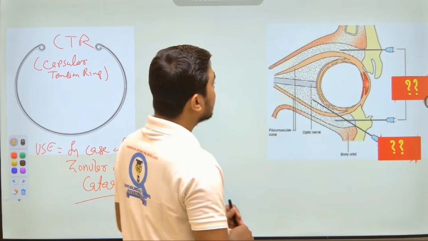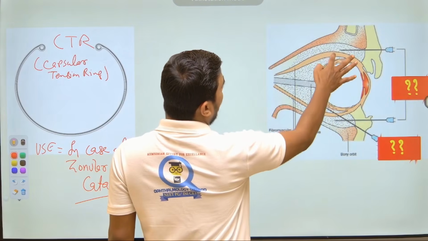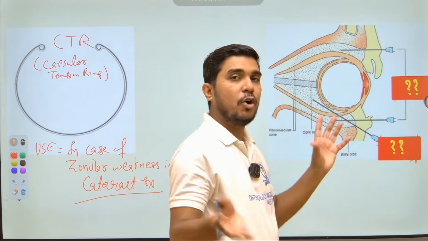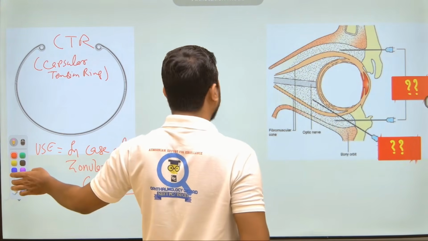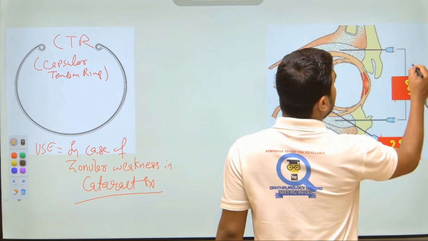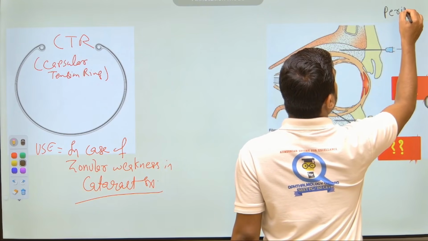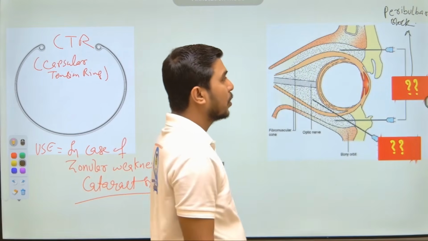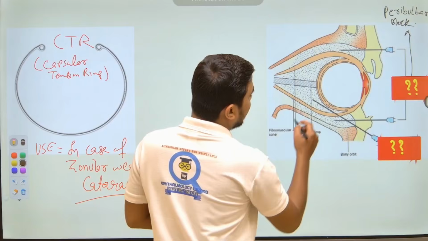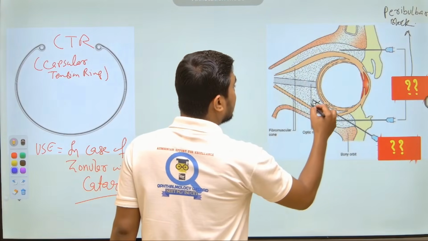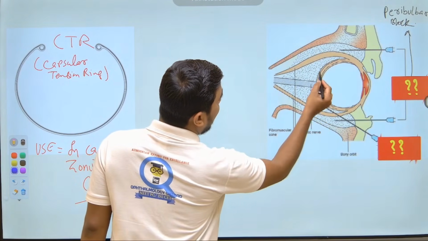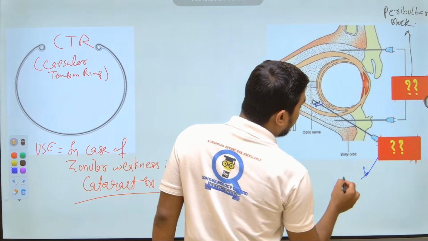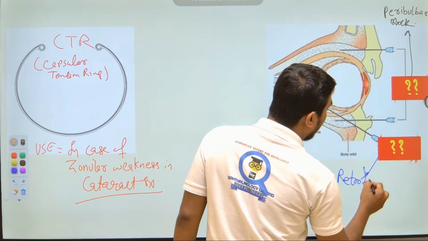Understood? You see, this injection is outside the extraocular muscles, and it is around the globe. Around means peri. So this is peribulbar block. Okay, now see this injection. This injection is behind the globe. That's why it is retrobulbar block.